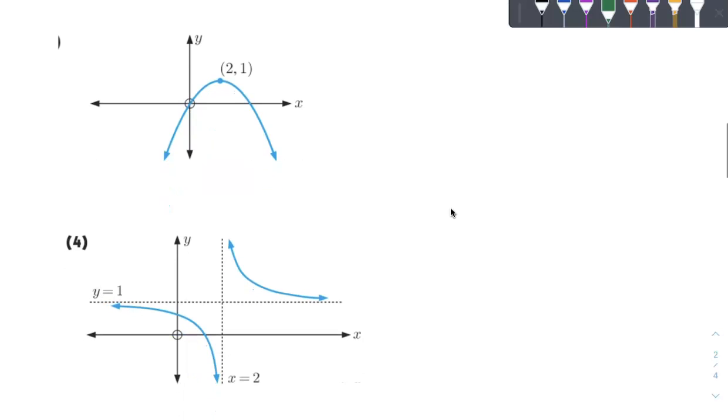So the next one. Now domain. Farthest left, I see an arrow. Farthest right, I see an arrow. So we're going left to right. So arrow, arrow. So domain is negative infinity to positive infinity. Or you can write all real numbers.